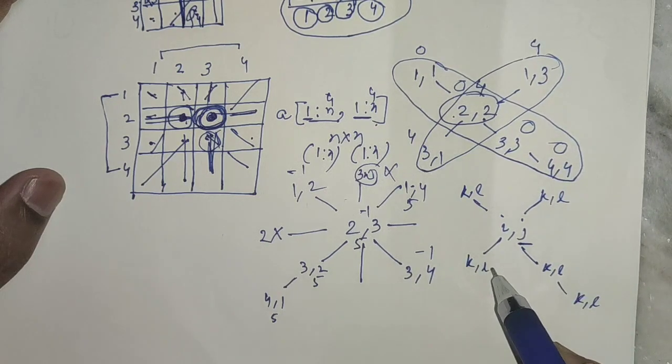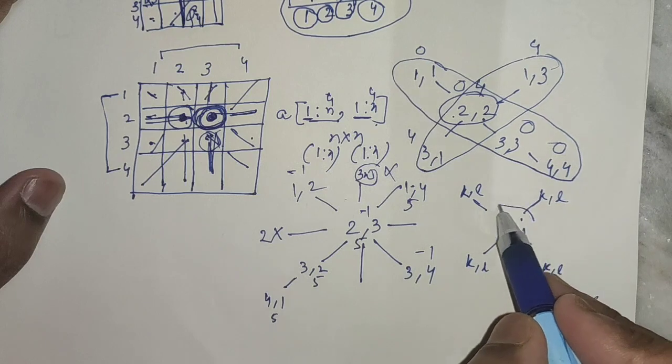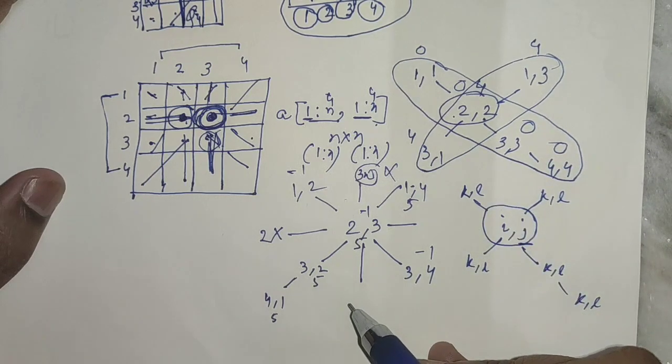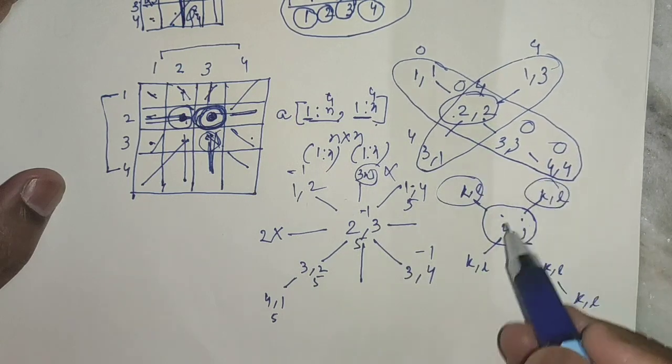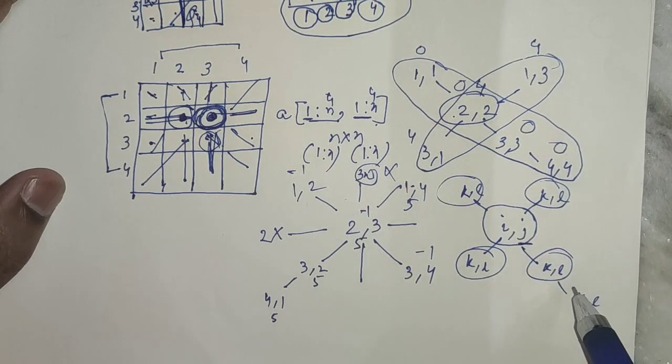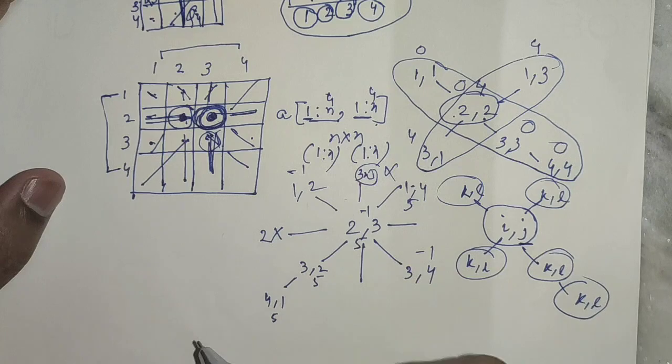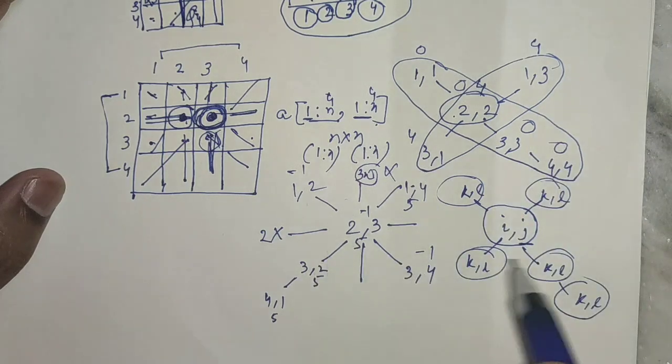This index is KL. That means I am considering two queens. One queen is at ith row jth column. Another queen is at kth row lth column. So they have a clash in terms of diagonal if these two relationships hold.